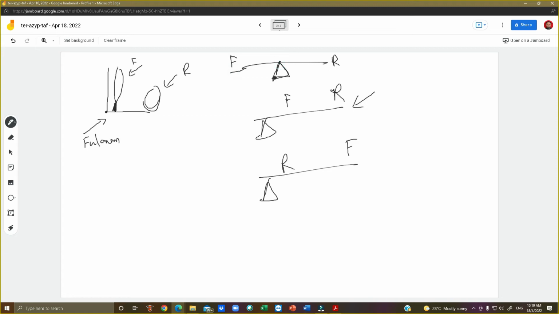Okay, for these 3 levers, I just need you to remember one thing. It's not the placement of the fulcrum. It can be placed anywhere. I just need you to remember this. When we talk about lever, it consists of 3 different things. First, you need to have fulcrum ataupun dia punya axis of rotation. Second, you need to have source of force. Third, you need to have resistance.